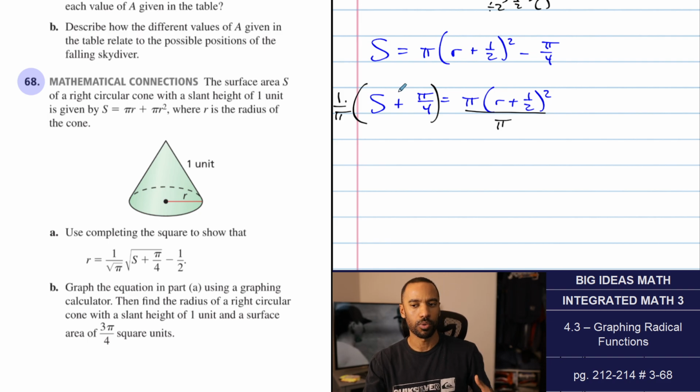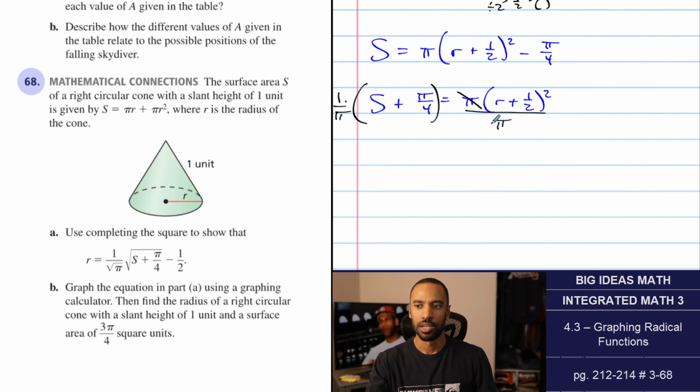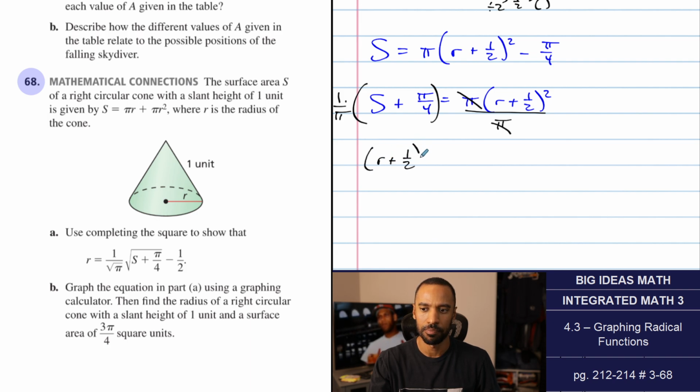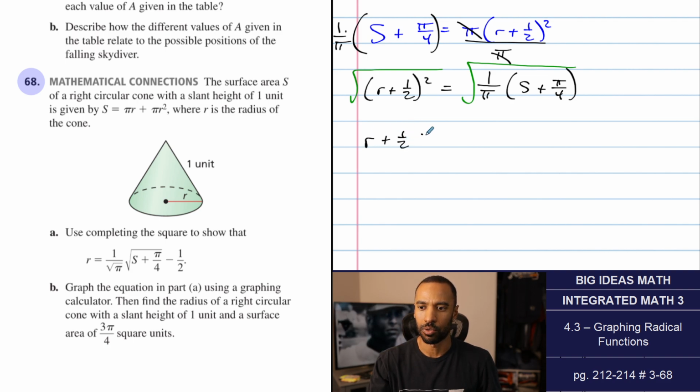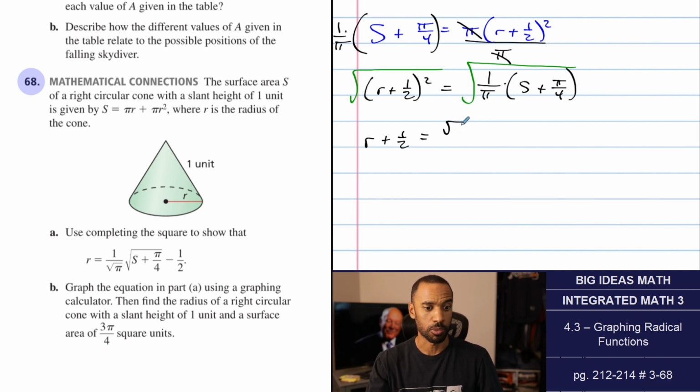See, the thing is, what I wrote was fine, but I need to match their answer. So they have 1 over pi on the outside. So let me write r plus 1/2 squared on this side right now. This is r plus 1/2 squared equals 1 over pi times the quantity S plus pi over 4. It's like that, okay? Now we're going to take the square root of both sides right here. And now we'll have r plus 1/2 equals. Now here's the thing. The square root of this can be split up in several ways. There's a product and a fraction. This is, first of all, a plus or minus, but because r can only be positive, it will be a plus.